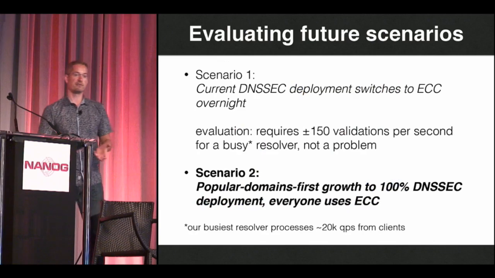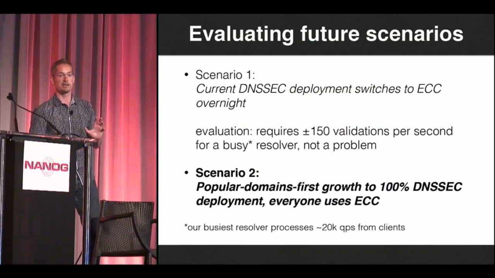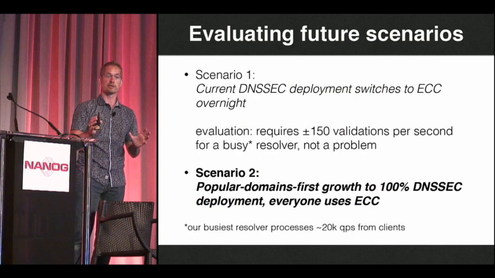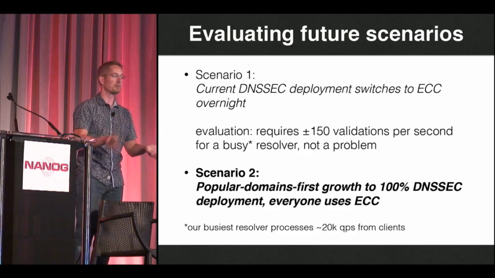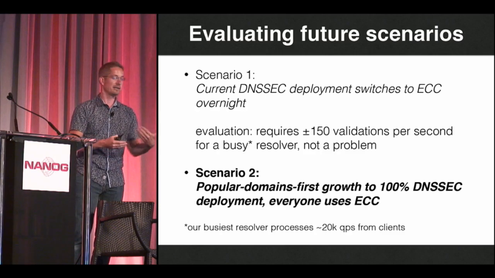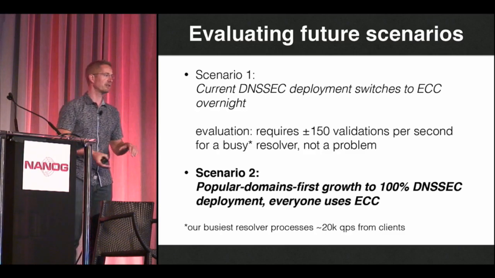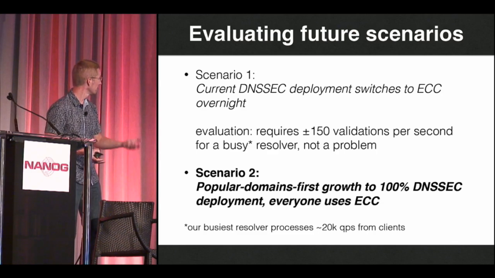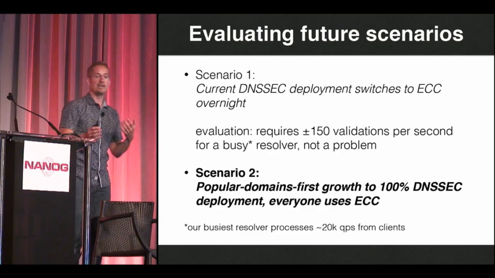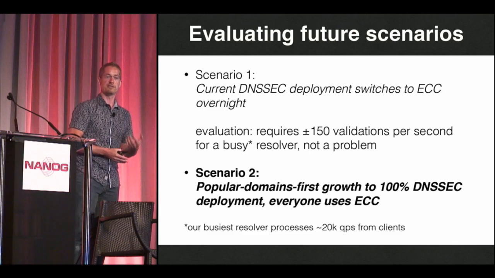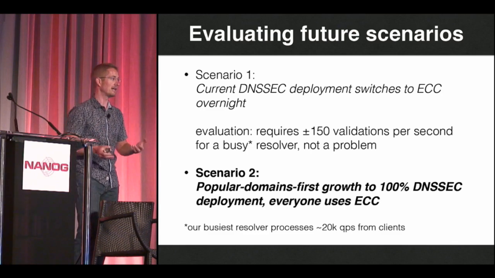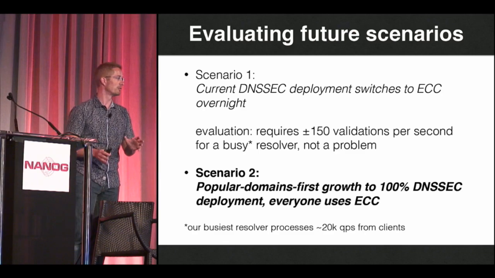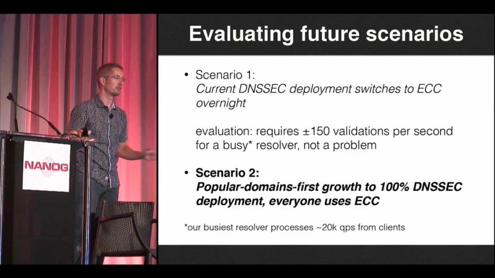So we wanted to evaluate 2 scenarios. The first scenario is for current DNSSEC deployment. If we switch that to ECC overnight, what would happen? Well, it turns out that on a moderately busy resolver, and our busiest resolver processes around 20,000 queries per second, we require about 150 signature validations per second, and that is easily doable on modern hardware. The CPU won't sweat if you do that.